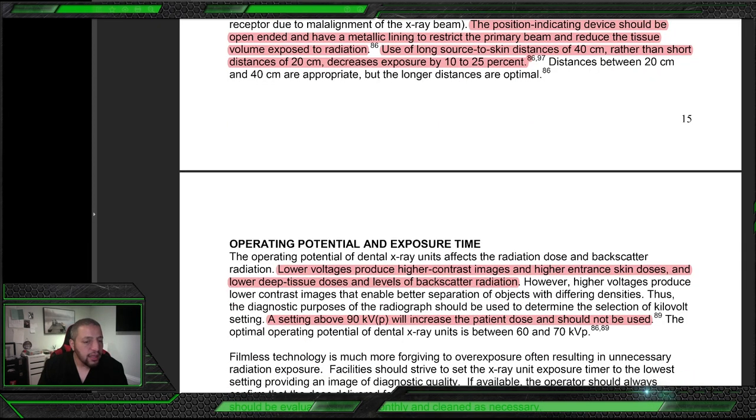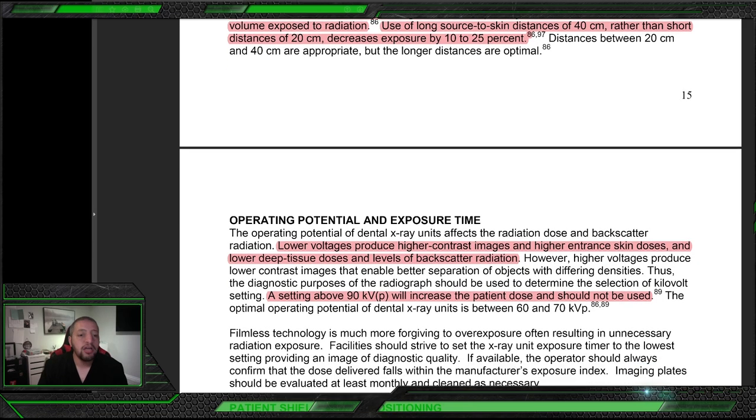Okay. And now he speaks about the voltage. Lower voltage produces a higher contrast image, higher skin dose, lower deep tissue dose, and a lower level of backscattered radiation. So when the voltage is lower, for sure within the limits, it gives you a better image. It gives you a higher contrast image. And I want you to think about it. I don't want you to memorize it.